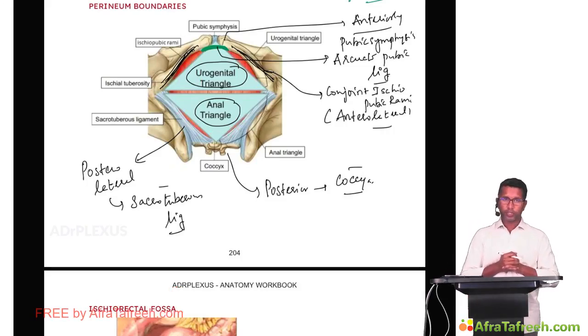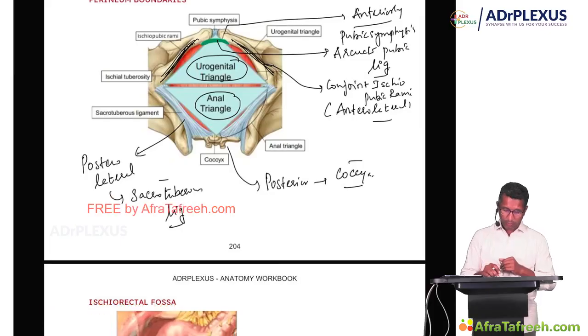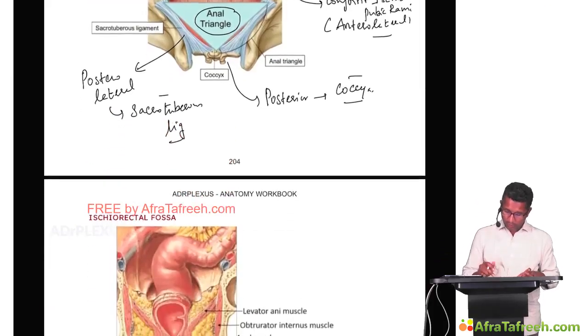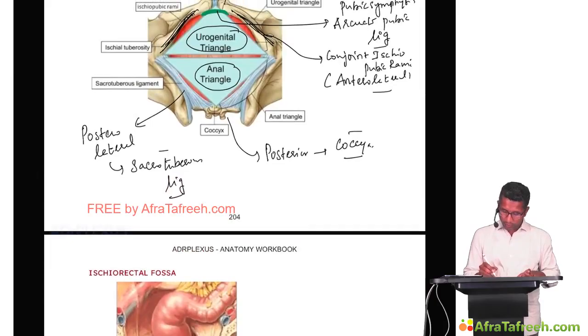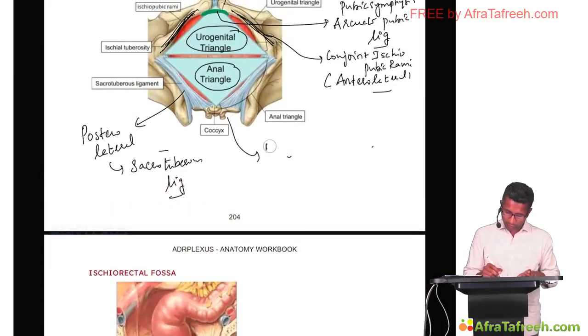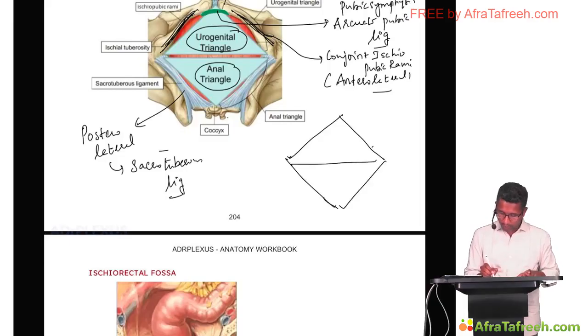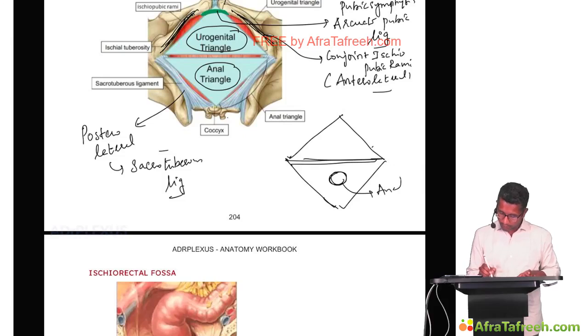In the posterior triangle, the anal triangle, you get an important structure called the anal canal. I'll just draw it here. If you take the perineum, this is the posterior part, the anal triangle. In the anal triangle you get the anal canal, or the opening of the anus.